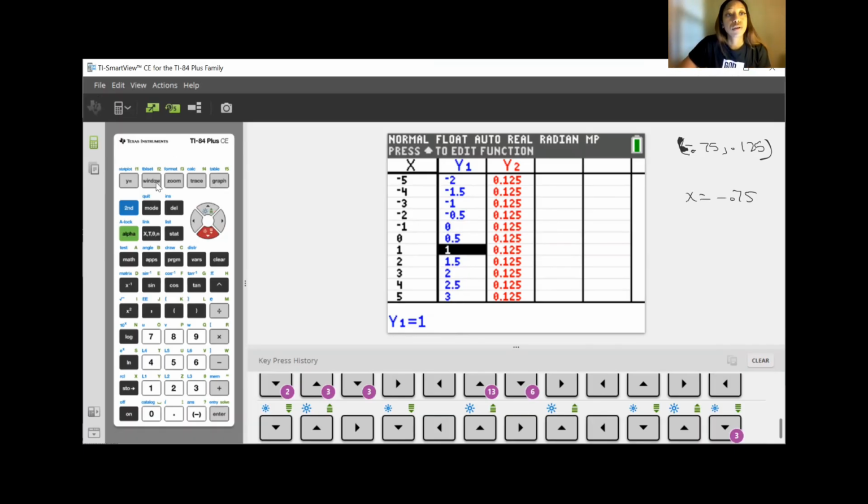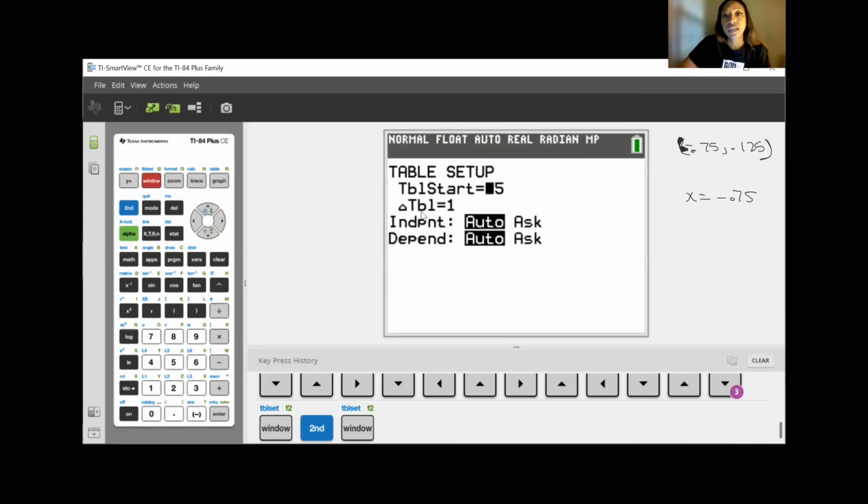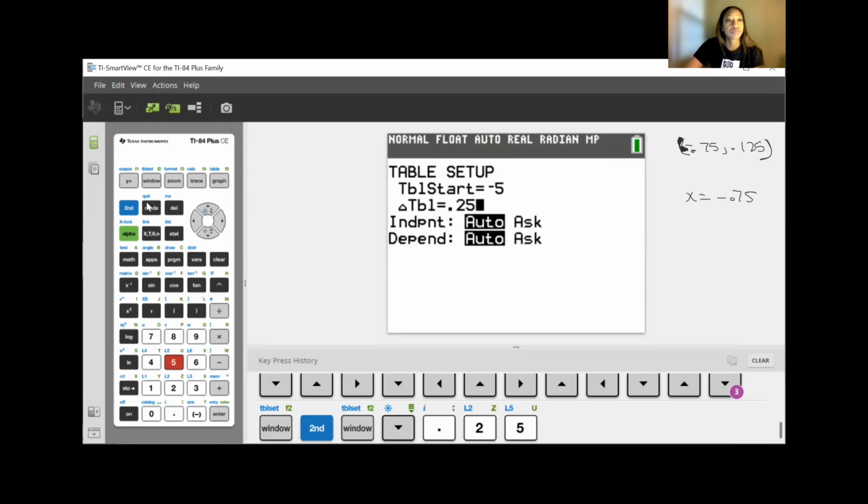How do we do that? Go to window, second window, and go to table set. And where it says delta table, that's where you can change things to change your scale, basically. I'm going to change it to 0.25. So it's going up by quarters, up and down by quarters, I should say. And our independent variable is on auto. Let's also start at -5, that's fine.